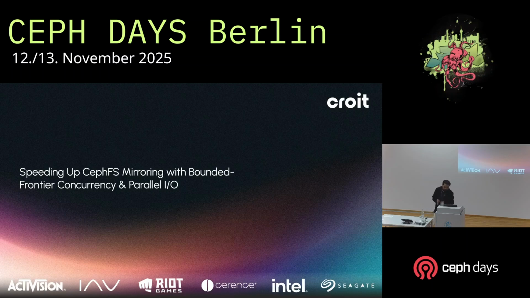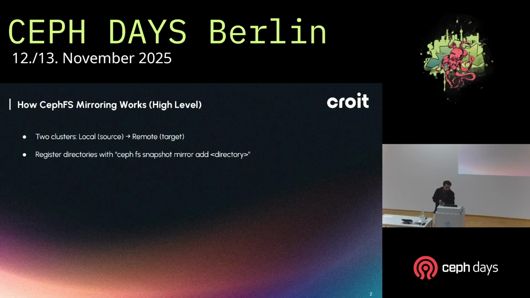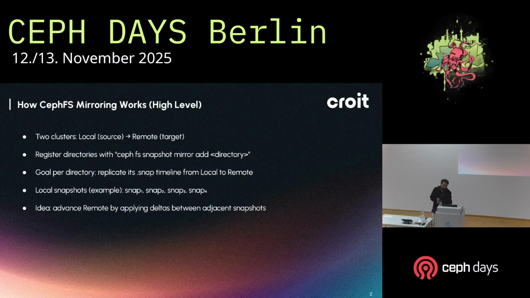So let's go. How does Cephfs-mirror work at a high level? You have two clusters. One is the local source cluster and one is the remote cluster. It's a daemon, like other daemons in Ceph. You can add the directory which you want to mirror, and the goal is basically to replicate the .snap directory from local to remote. So every time you take a snapshot, that snapshot will be synchronized to the remote cluster.